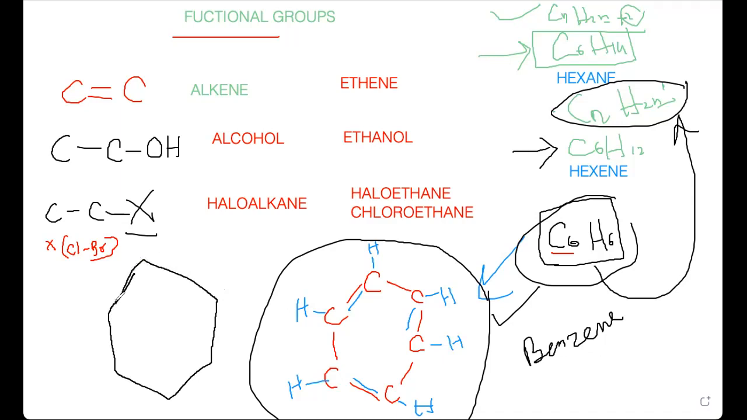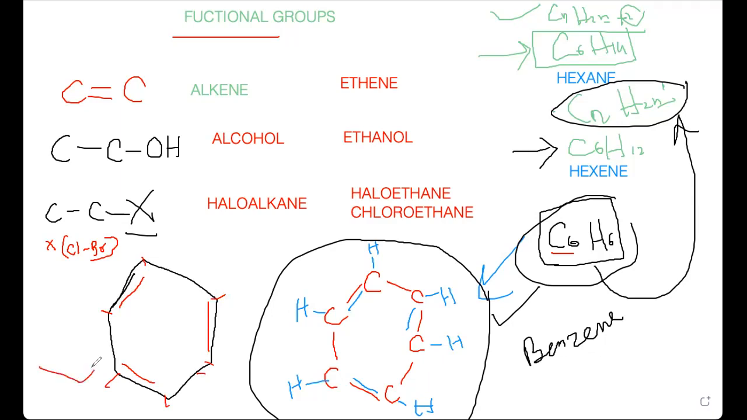You can check, there are 6 corners. And there are alternate double bonds, so you have to make alternate double bonds. The rest of the things are hydrogen. You don't have to show hydrogen. You don't have to show carbon, but you can see there are 6 corners: 1, 2, 3, 4, 5, 6, a hexagonal ring.